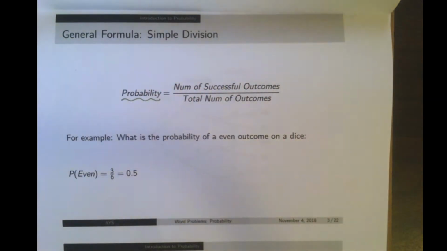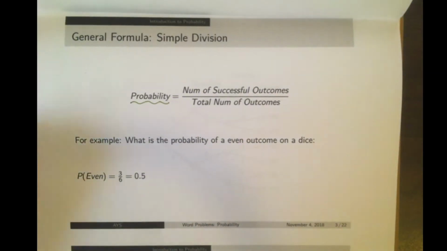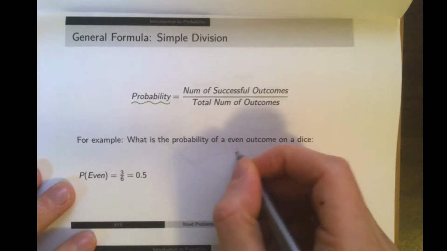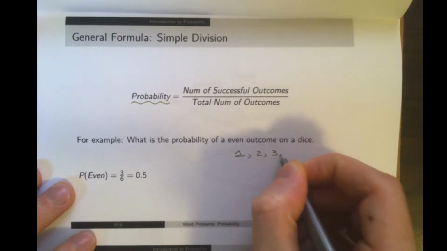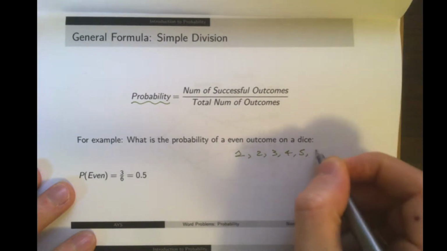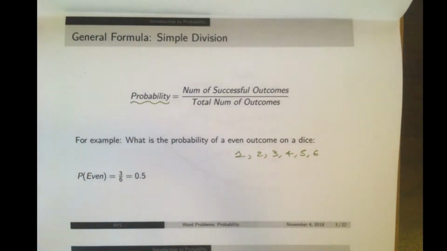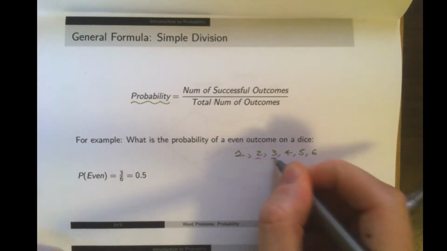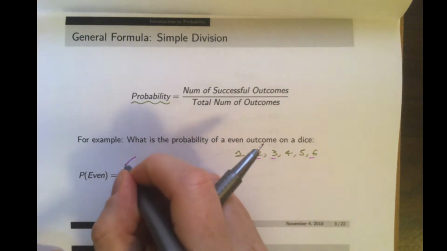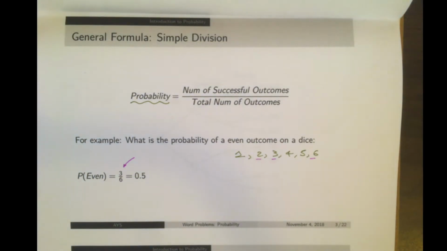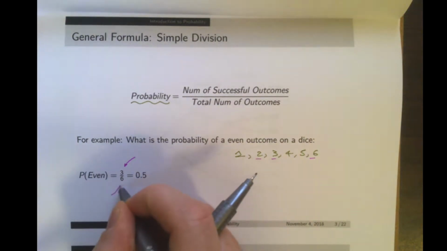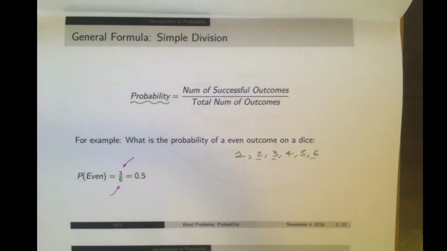So the probability, the number of successful outcomes divided by the total number of outcomes. This is the general formula for probability. The example is, what is the probability of an even outcome on a dice? So the outcomes on a dice are 1 through 6. And which one of these are even? So it's just 2, 4, and 6. So the number of successful outcomes are 3, 2, 4, and 6. The number of total outcomes are 6, 1, 2, 3, 4, 5, and 6. So the probability of even, 3 over 6, or 1/2.